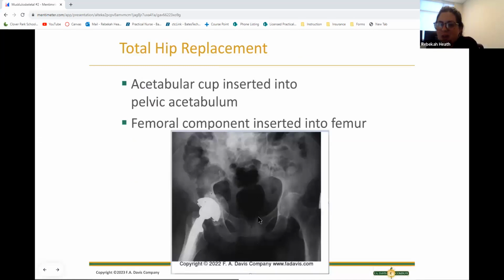Okay, so moving on to hip replacements. So this is going to have information that's pretty helpful when you're thinking of all major joint replacements. And when I say major joint replacements, we're usually talking about our shoulders, hips, and knees. Those are our major joints that kind of take up the brunt of the wear and tear as we move through the body. So here in this slide, you can see there's this acetabular cup in the pelvic acetabulum. And then there's a femoral component inserted into the femur.